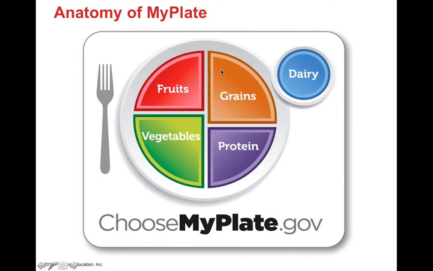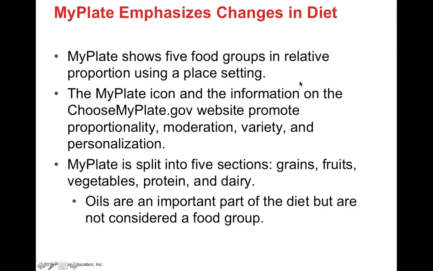As you can see, you should be consuming large amounts of grains and vegetables and fruits and protein, right? Smaller amounts of dairy. And it shows you the 5 food groups in a relative proportion using the place setting. So if you were to picture that you had 1 plate of food, that should be the relative proportion of those particular food groups in 1 meal. This is going to help promote proportionality, so making sure that you are eating food in moderation, that you have variety in your food, and it allows you personalization of your own diet.